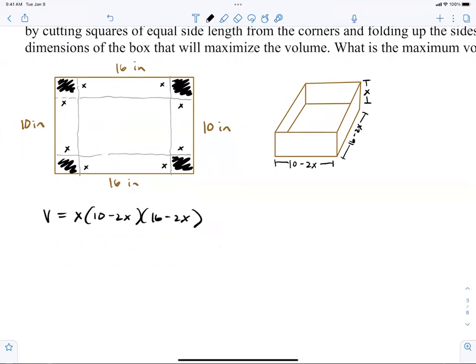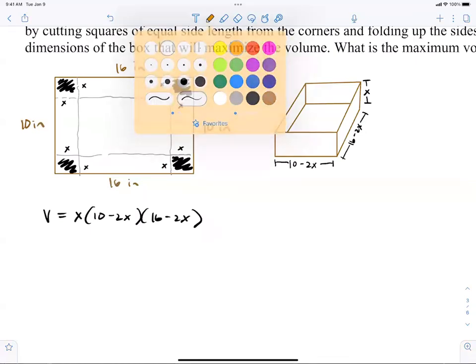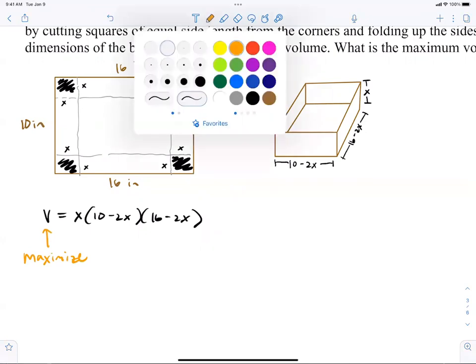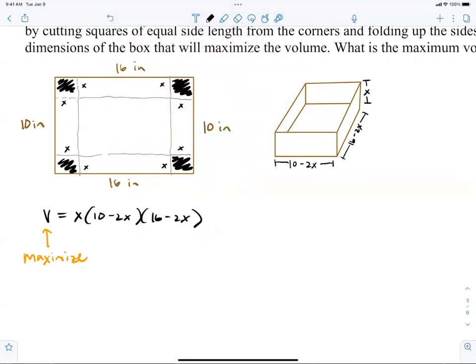Which is kind of nice because volume, which is what we were trying to maximize, is in terms of a single variable. So we don't actually need a secondary equation this time. I am going to multiply this out just so that I can use power rule. So that would be 160 minus 20x minus 32x plus 4x squared.